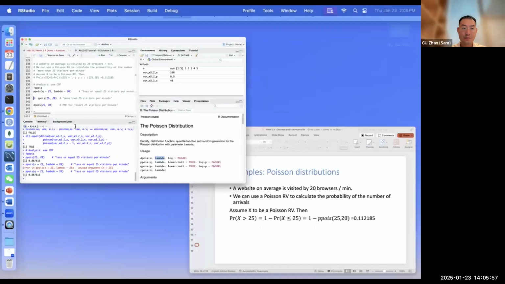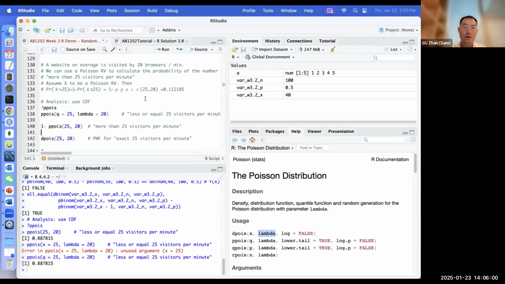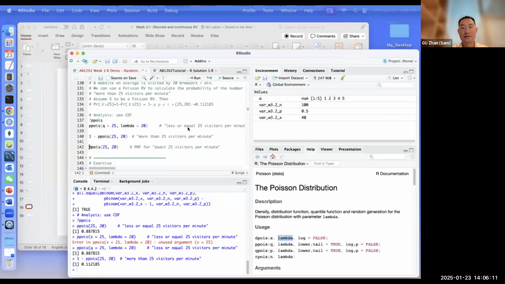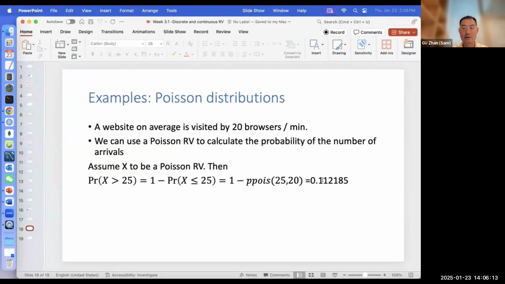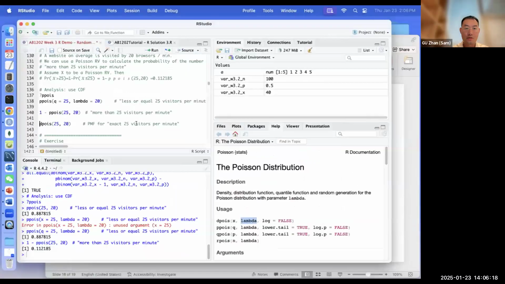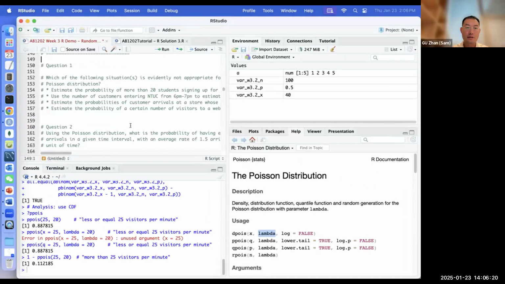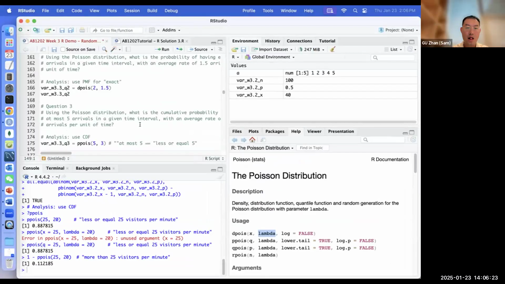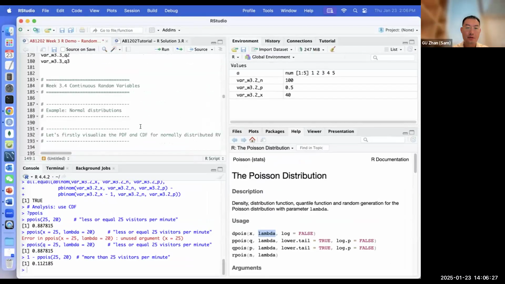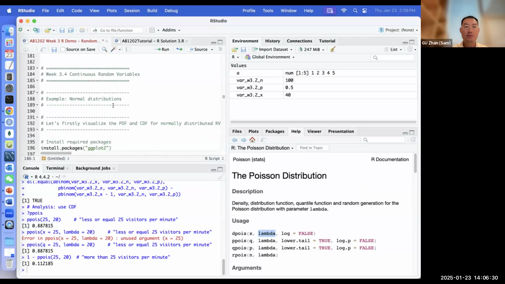Then it says more than 25 visitors. So you should use 1 minus it. 1 minus this, you get 0.11, about a 12% chance. Okay, then the discrete random variable exercise is for you to browse. Display the result. Next, you will look at a continuous random variable.